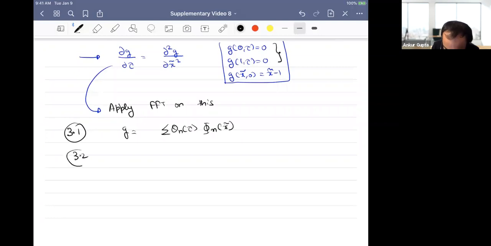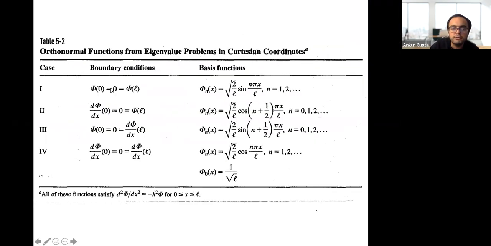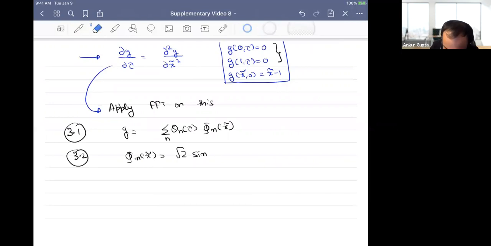Then phi n of x tilde, we can go back and again look at the table, 0, 0 value, which is the first case, and L is 1. So this again becomes root 2 sine pi x tilde, right?